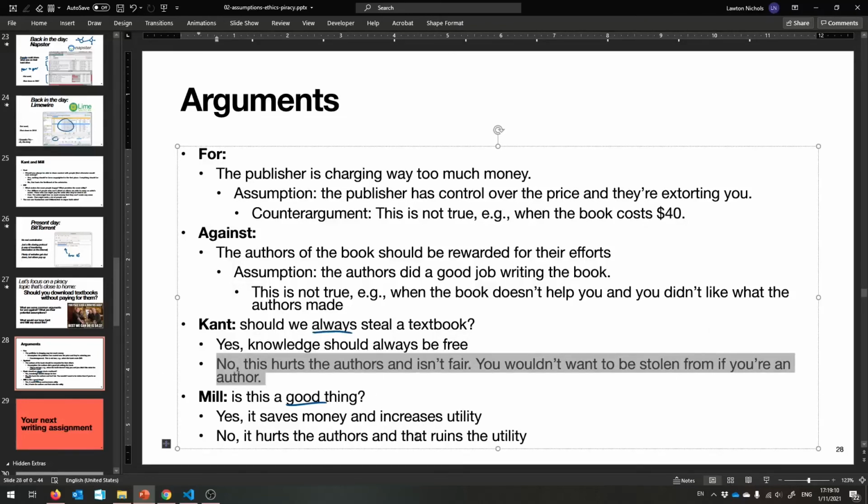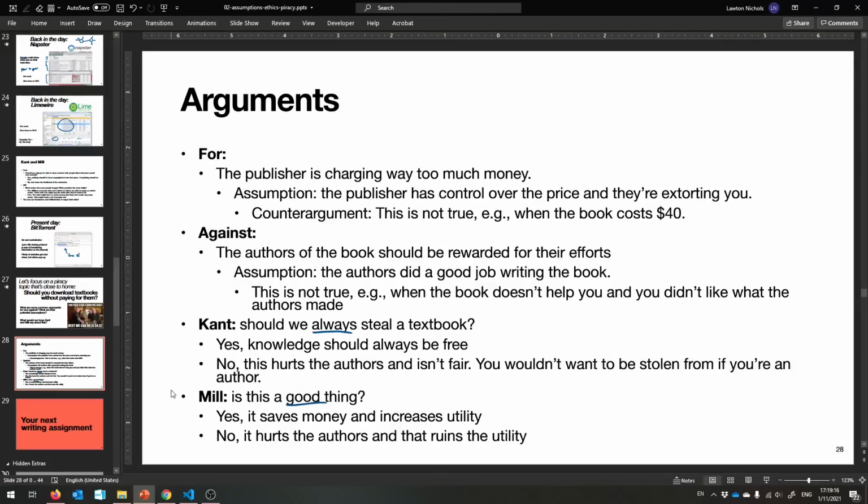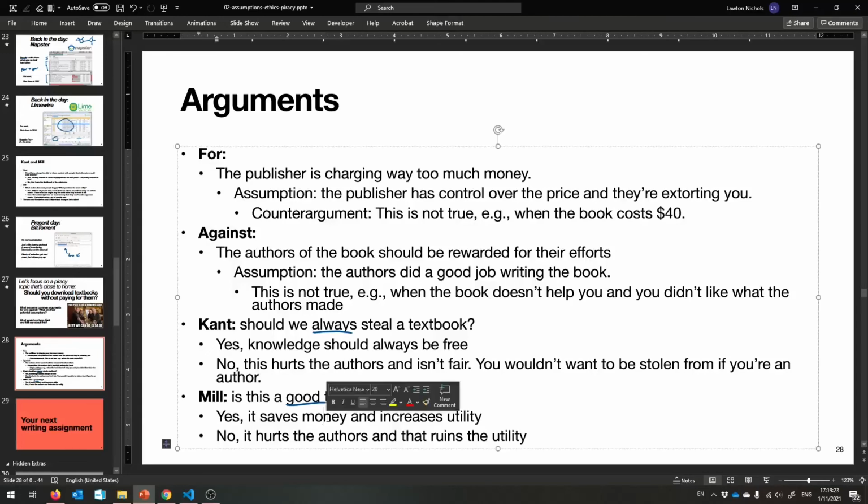And now let's talk about Mill. Mill would ask, well, all right, is this at all a good thing? What is the utility of stealing a textbook? And so, again, there are two ways to frame it. Maybe Mill might think, yes, it saves money and increases utility because people get to spend their money on other things, and that will make them happier. And the authors are only a couple people.